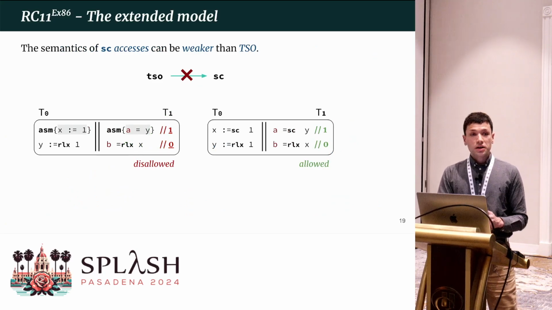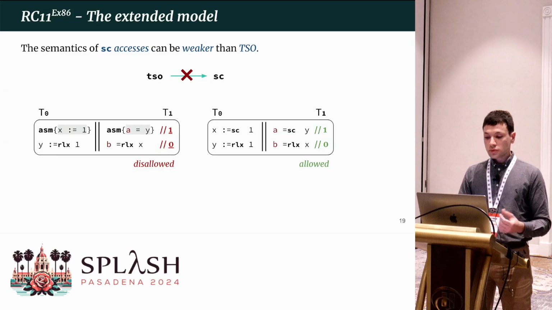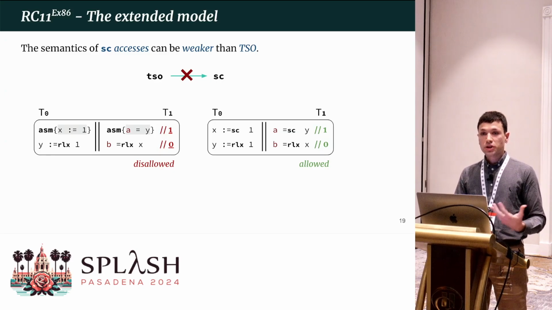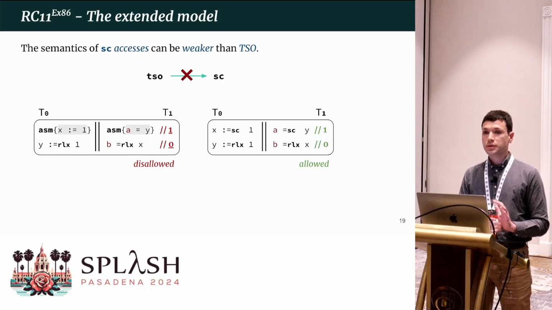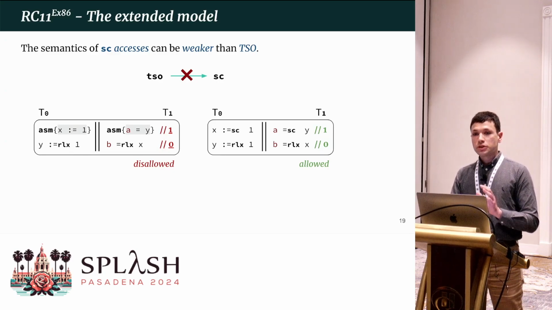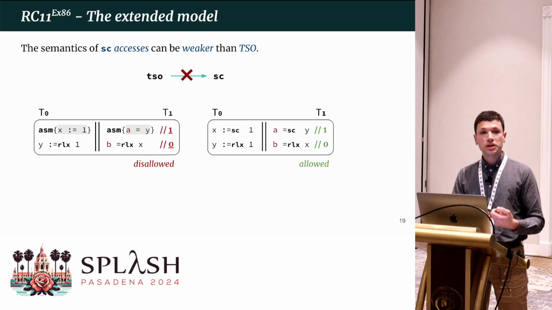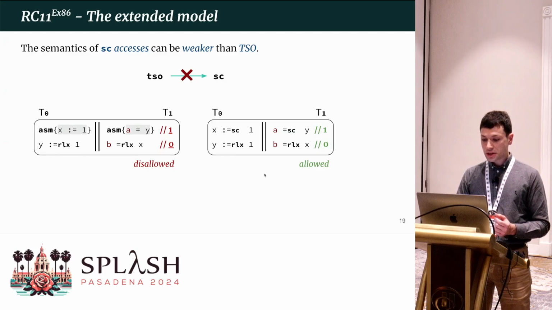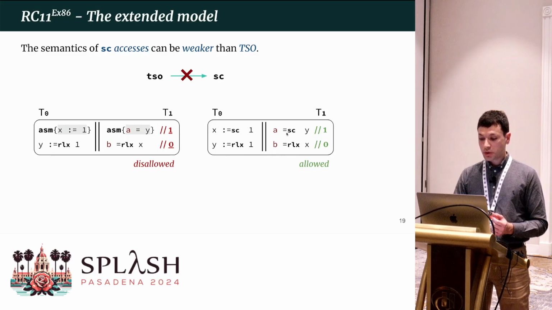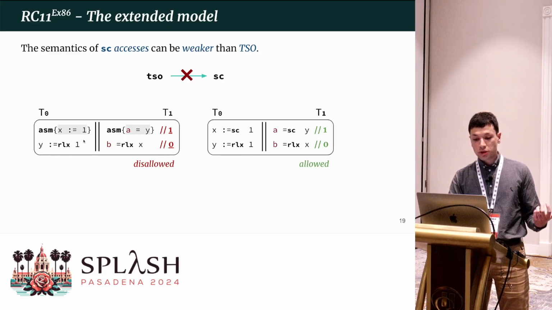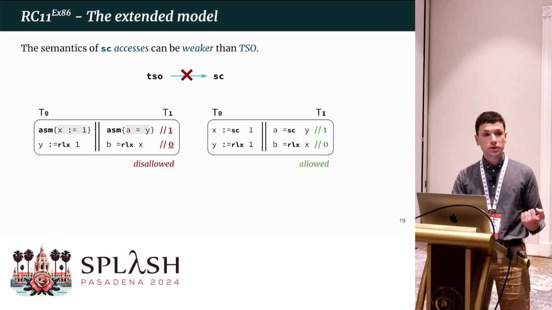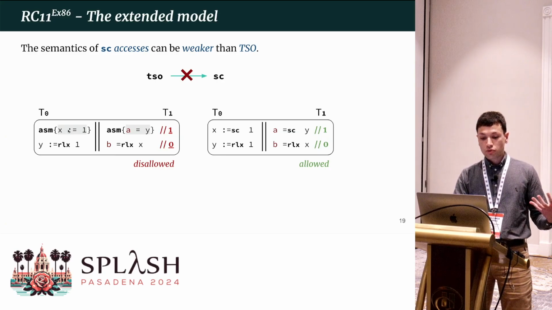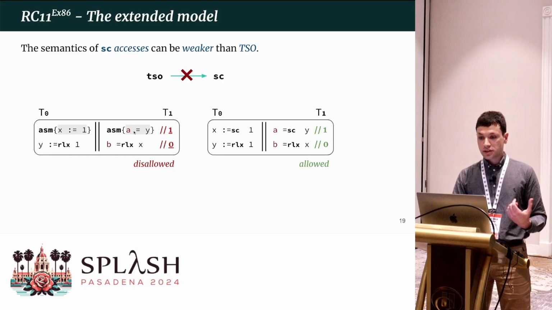So finally, why is TSO not weaker than SC? Here's an example where SC is weaker than TSO. The reason is that in RC11, when you mix different modes of access to the same variable with SC access, then it might be the case that the semantics is weaker than SC. So this is an example where we have this weak behavior allowed, even though we use SC. We do not have the weak behavior on the thread that uses inline assembly, because as I explained, threads that use inline assembly abide by x86.